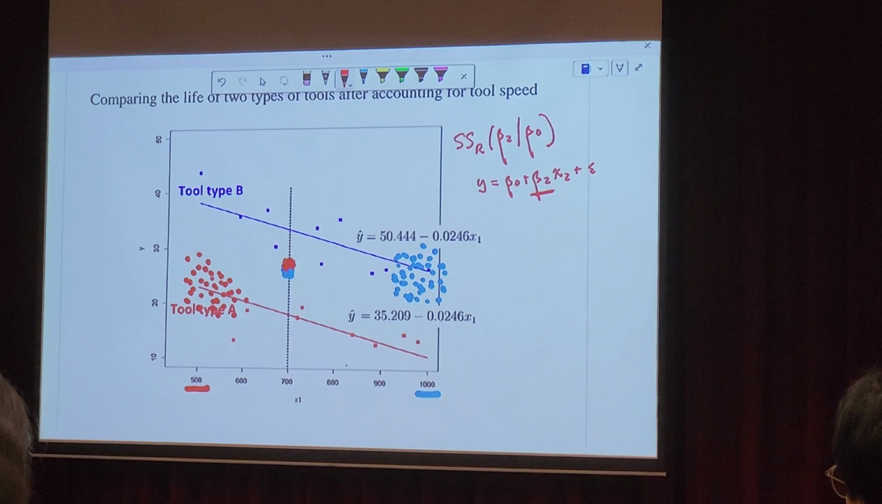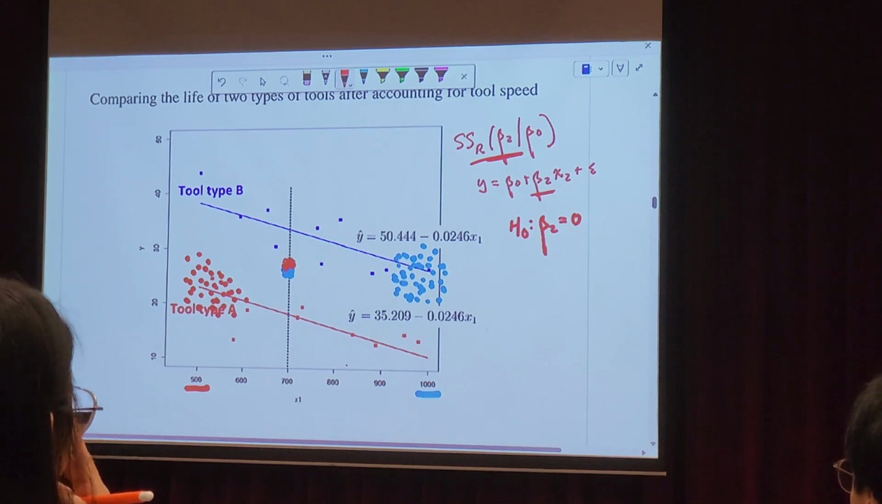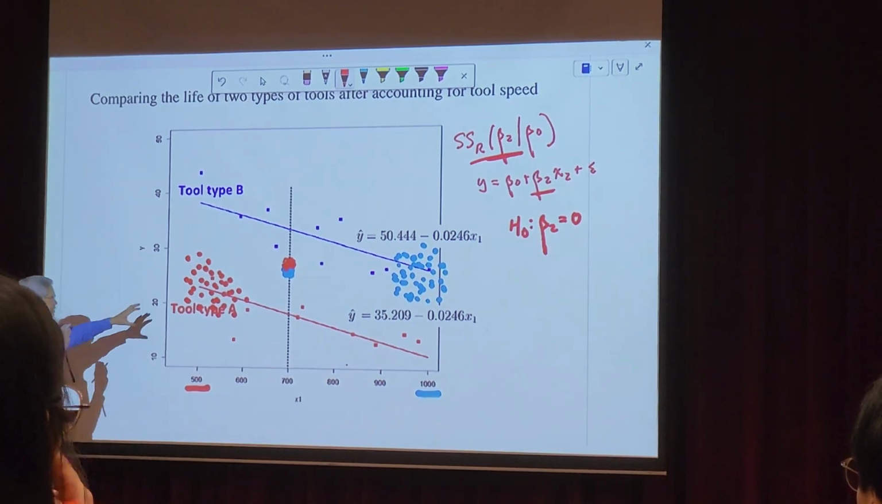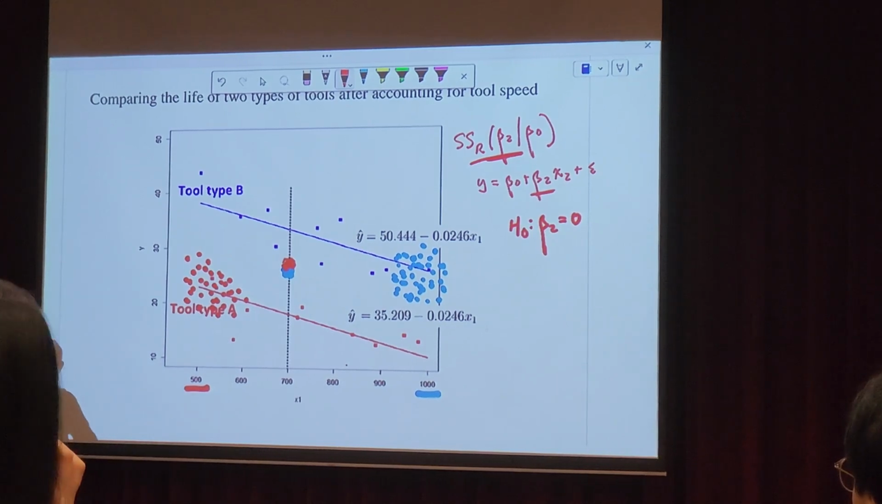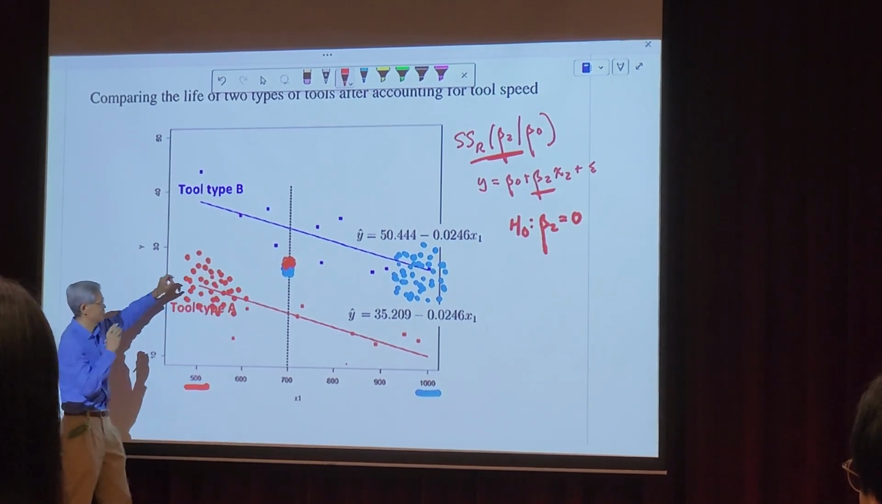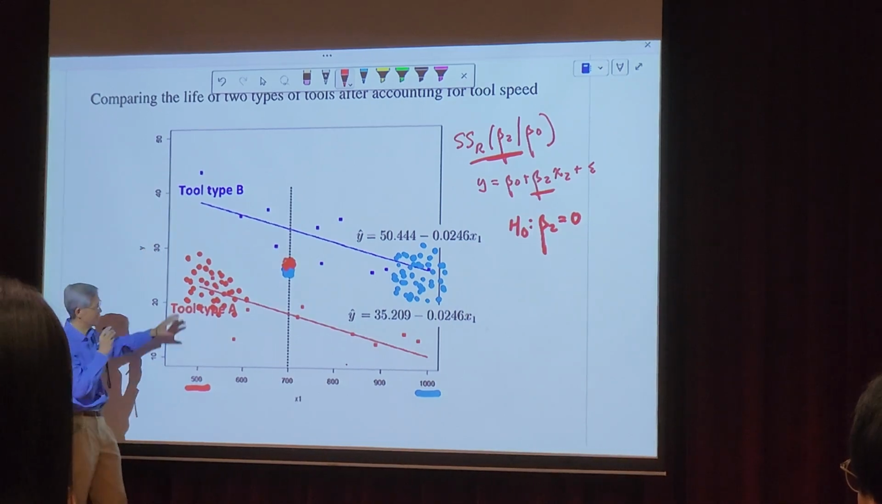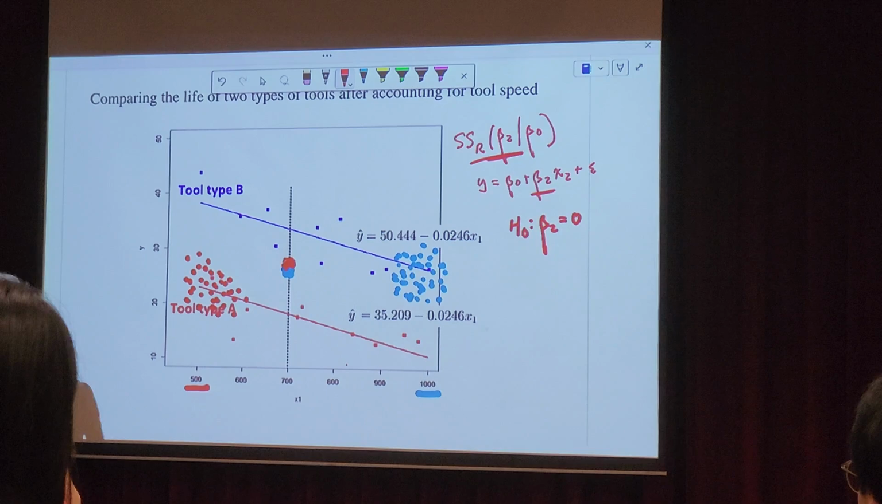So when I test the difference between the two types, so testing beta 2 equal to 0 amounts to testing the difference between the two types. But because of the way I collected my data, you can see that there's no difference. The test will not be significant, even though we know two type A has a shorter lifetime than two type B. But because of the way I collected the data, the test shows that there's no difference between these two types.